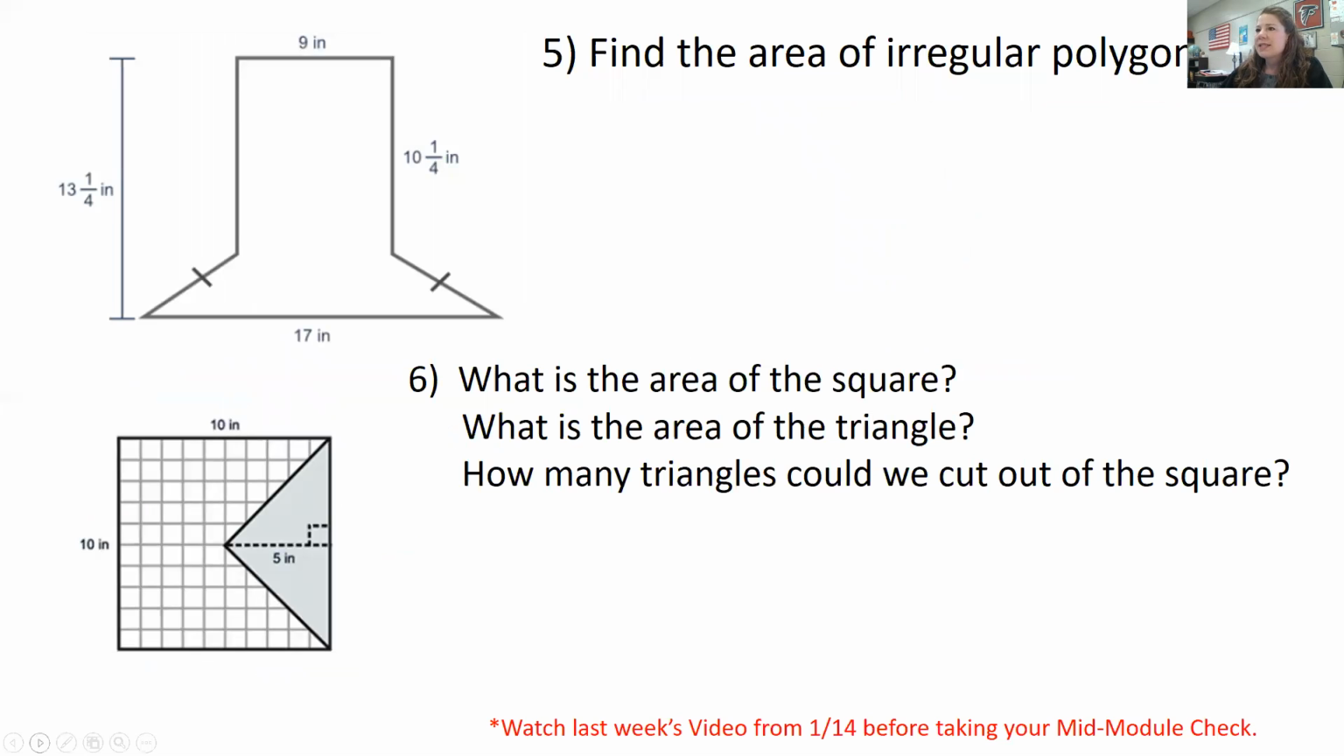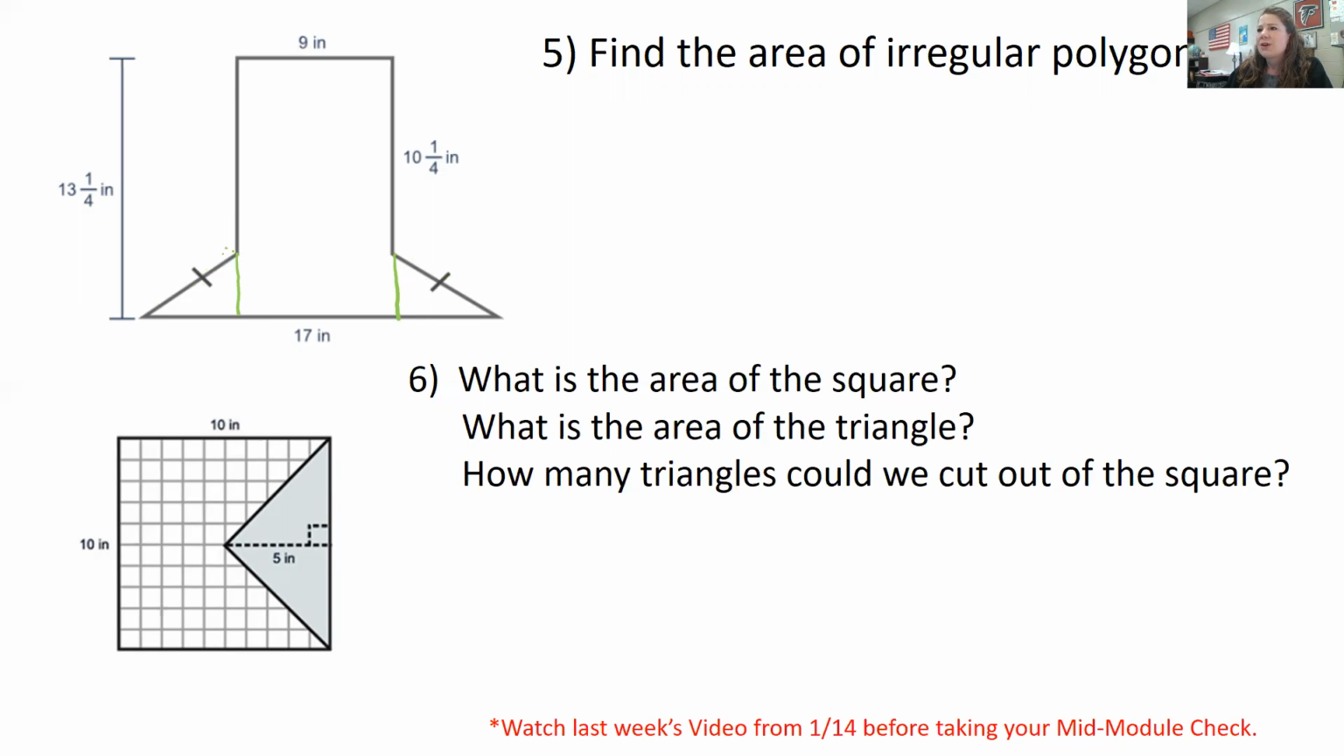All right, we have this crazy looking figure thing right here, right? So let's try to make some right triangles. So there's a right triangle. And there's a right triangle. And that mark just tells me that these two side lengths are the same, which means these two right triangles are congruent, right? So the length of this whole thing right here is 13 1/4.